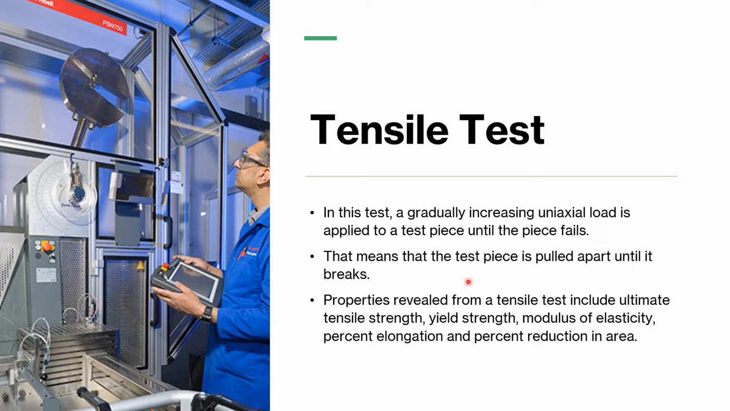The properties revealed from a tensile test. So what do we get from this test? We get tensile strength, okay, how much force that piece can stand, and then the yield strength, your modulus of elasticity, because we're breaking it, so that's beyond its elastic limit, and then your percent elongation, and then your percent reduction in the area.